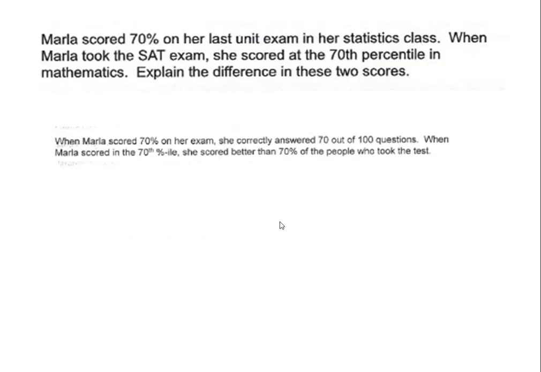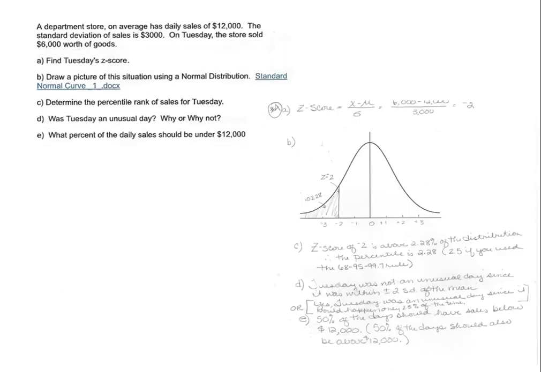It's important in this question that on the exam, that tells the proportion of questions that Marla got correct. Well, when we talk about percentile, that's a rank. So she scored better than 70% of the people who took the test.